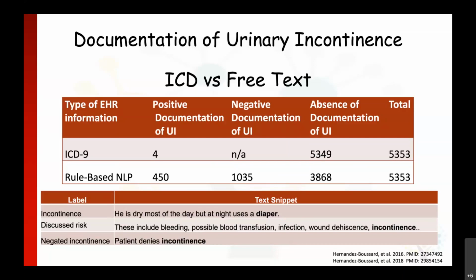The next sentence: these include bleeding, possible blood transfusions, infection, wound dehiscence, incontinence. That was labeled as discussion of risk following surgery. And then the last sentence: patient denies incontinence. That was, of course, labeled as negated incontinence.